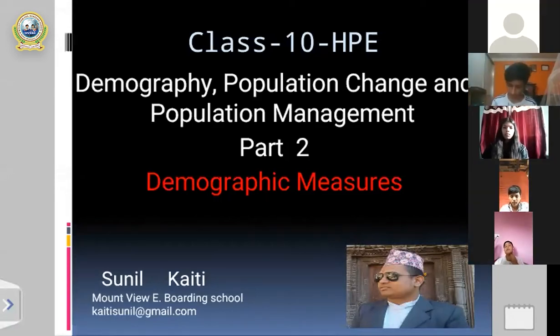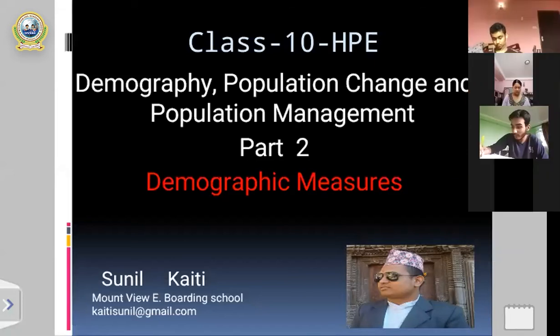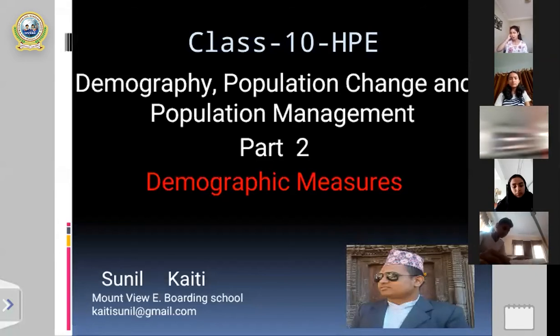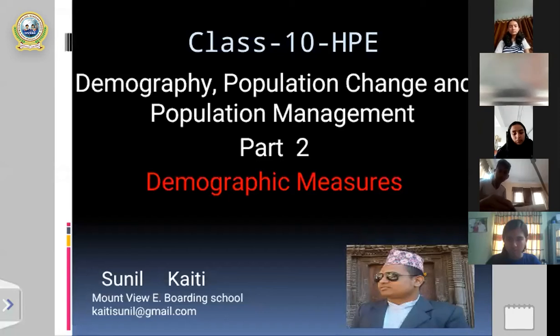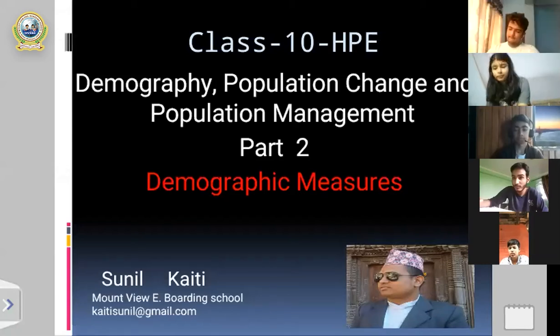In our previous class, we discussed the first measurement of demography, that is fertility rates. There are different ways to calculate fertility rates: CBR, crude birth rate; GFR, general fertility rate; ASFR, age specific fertility rate; and TFR, total fertility rate. Today in this class, we are going to discuss demographic measures, the second being mortality rates.